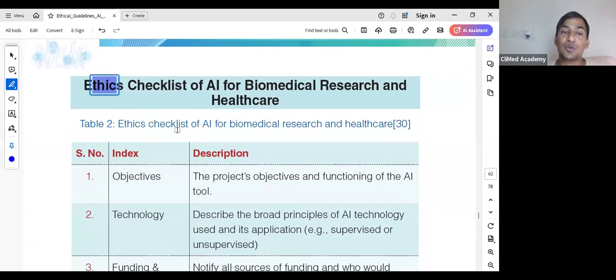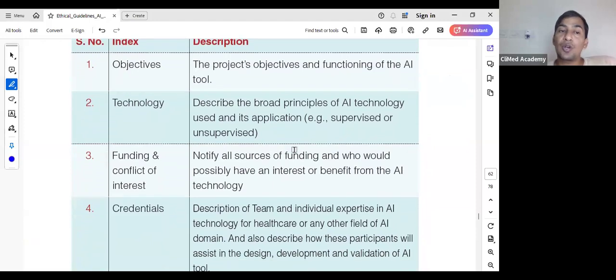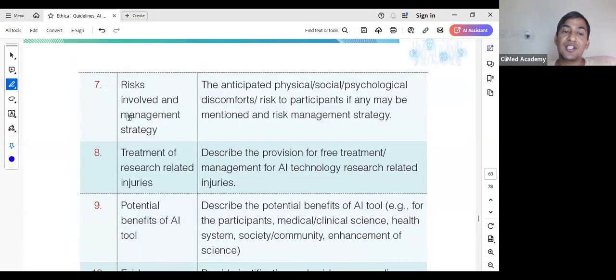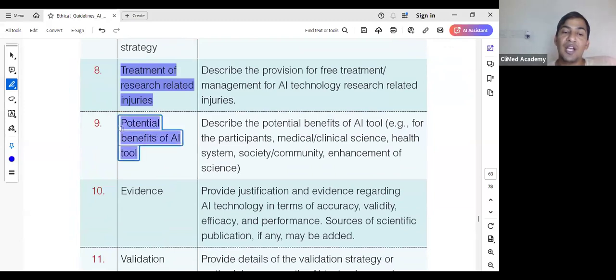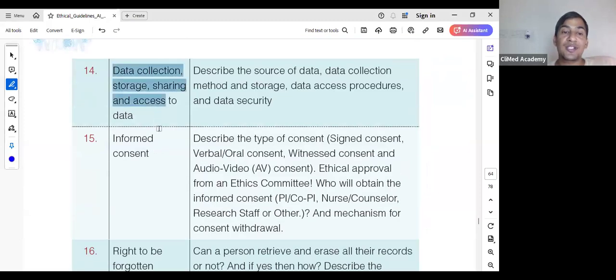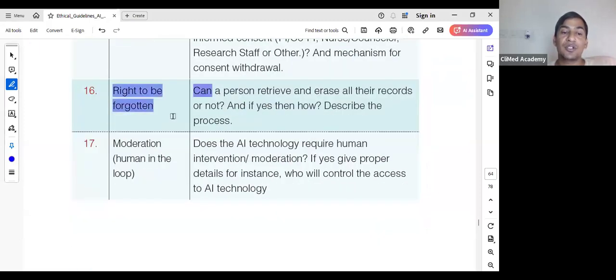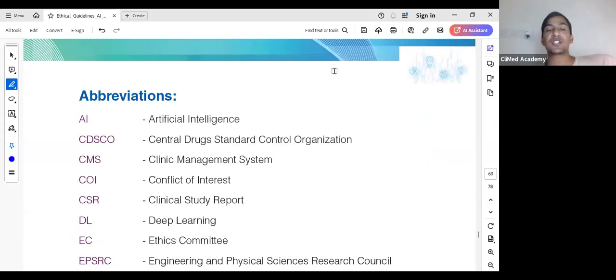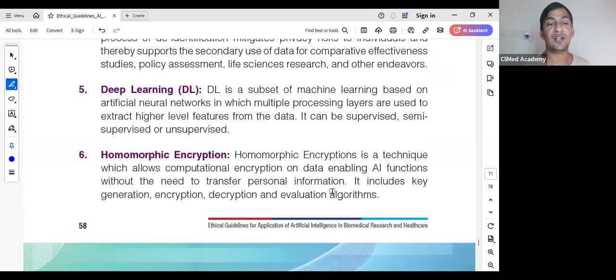So when you are developing the protocol, going to the ethics committee, you must keep these things in mind. You must have these things in the protocol at least. Okay, the credentials, types of participant, participation, recruitment methods, then risk involved and management strategy, treatment of research related injuries, potential benefits of AI tool, evidences, accountability, validation, monitoring, and then data collection storage, and then informed consent, then right to be forgotten, moderation, if it is anything like human in the loop, right? So these are the things which must be taken into consideration when we are using such things.